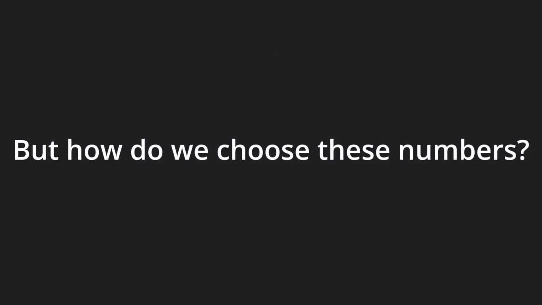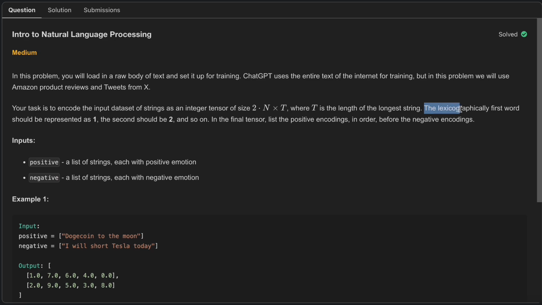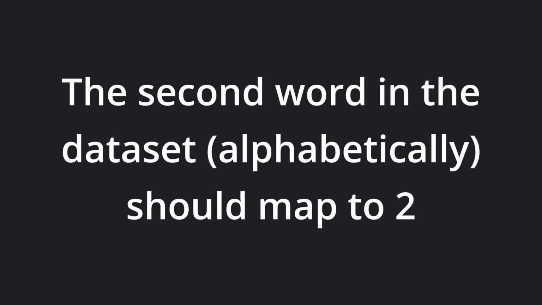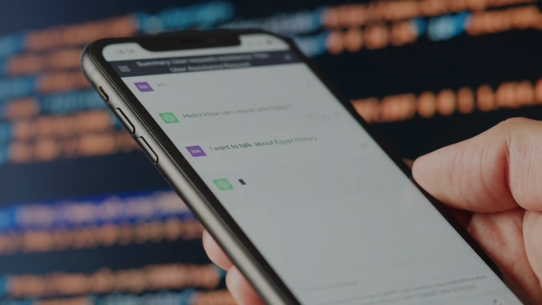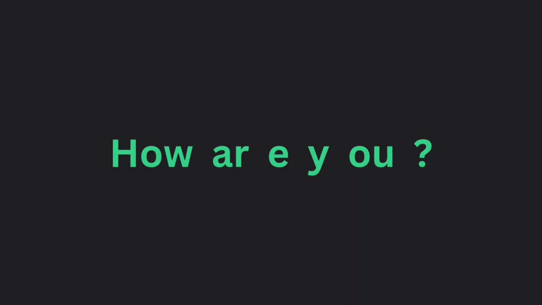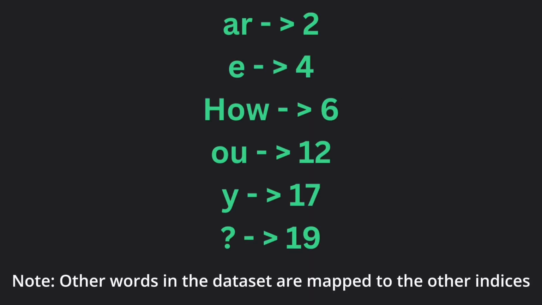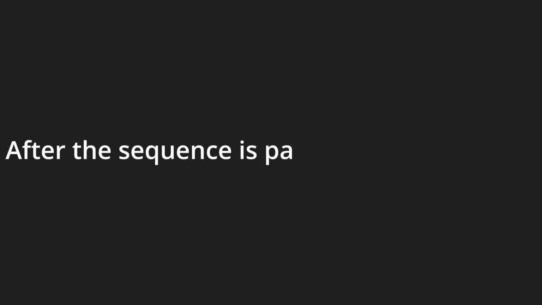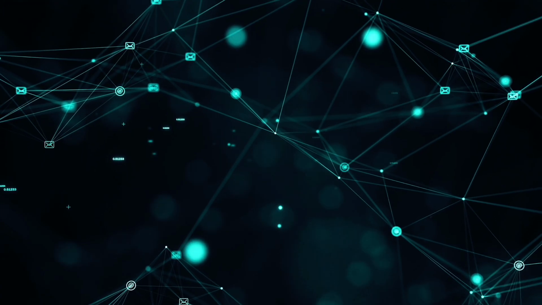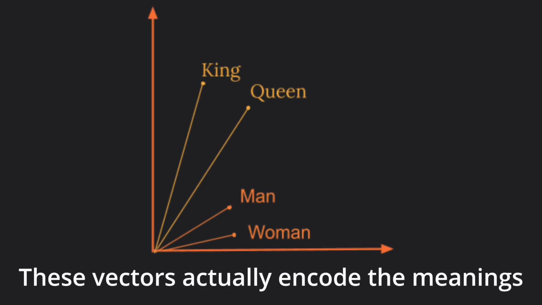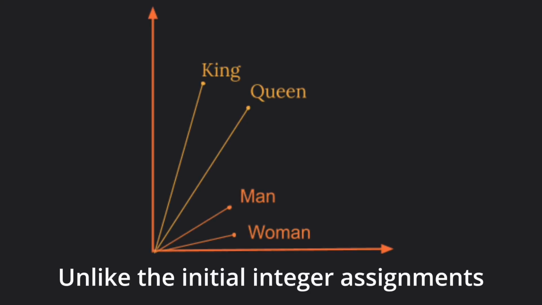But where do these numbers come from? The problem description tells us that we should follow lexicographical order. Alphabetically, the first word should be represented as 1, the second word should be represented as 2, and so on. This is a convention that is followed for training many NLP models. We have to represent each token as a number, so why don't we arbitrarily just choose to create the mapping in alphabetical order? Once the sequence is passed into the model, the neural network starts learning vector representations for each word, which actually encode the meaning of the word, unlike our initial alphabetical assignment.